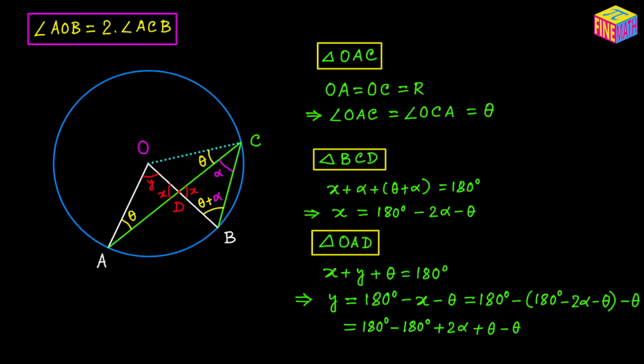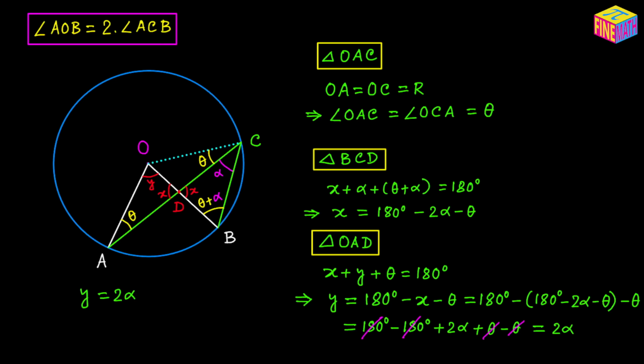Now if we remove the parentheses, this is going to look like this. It will be 180 degrees, then minus 180 degrees plus 2 times alpha plus theta, and also there is a minus theta. And now guess what? This positive 180 degrees and negative 180 degrees will cancel out each other, and also the positive theta and negative theta will also cancel out each other. So we are going to be left with just positive 2 times alpha. So we can see that the value of y is equal to 2 times alpha.